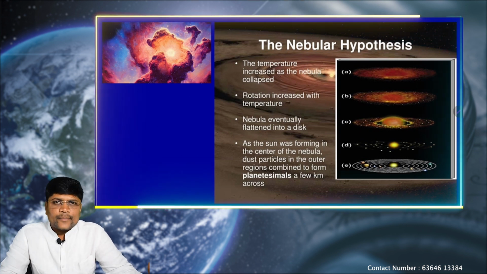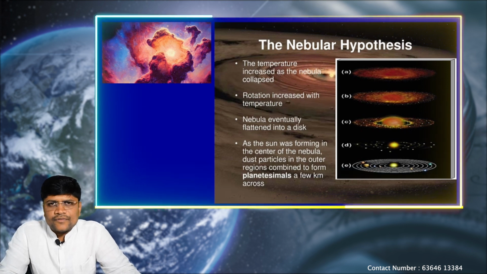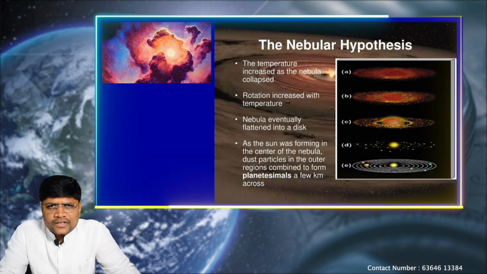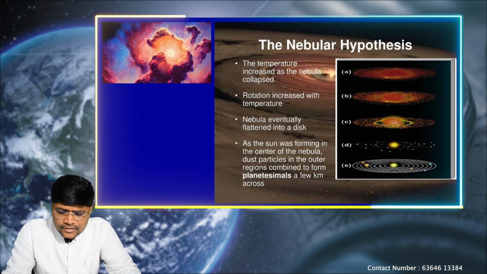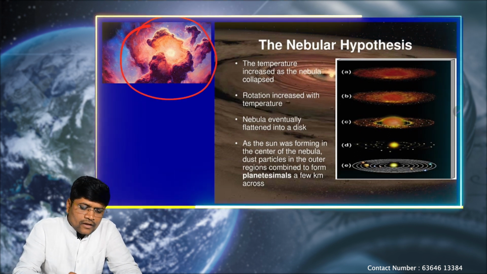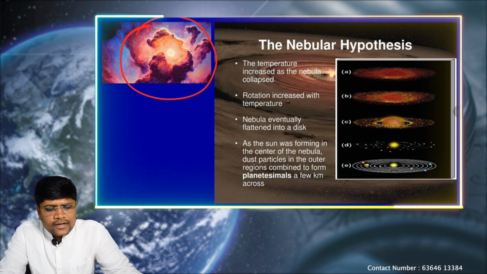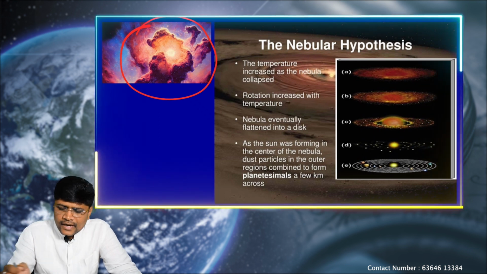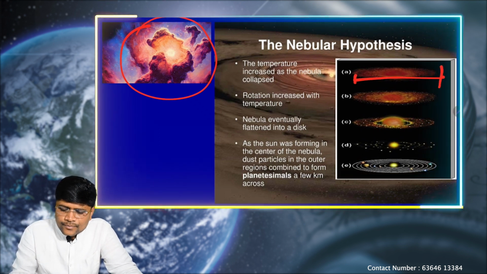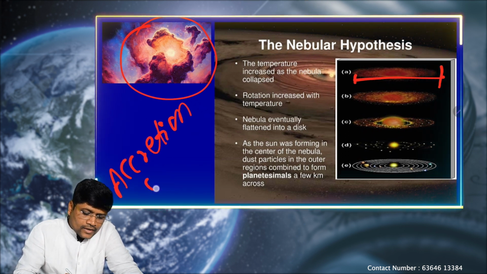The nebular hypothesis was proposed by the scientist Immanuel Kant in the year 1755. Later, it was modified by Laplace. The nebula refers to a complex gaseous cloud. Initially it was roughly round in shape. Due to its internal gravity, this nebula started to rotate. Due to continuous rotation, it attained a flat shape. This flat shape is called the accretion disk.